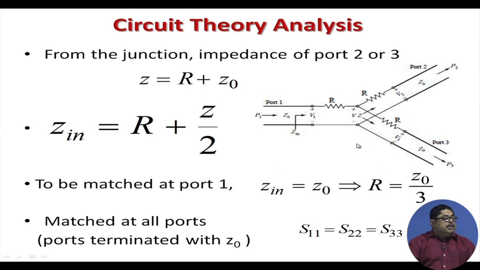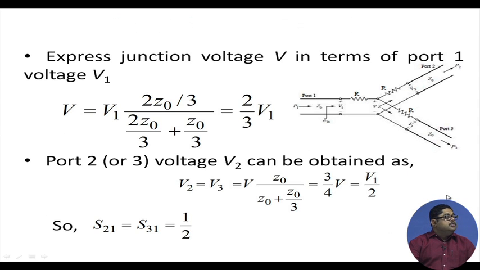So, I will see from the junction z by 2, but from this port, Z in is R plus this small z by 2. Now, to be matched I put the condition Z in should be equal to Z0. If you solve, you get that the value of R should be Z0 by 3. So, the lumped resistances that we will have to put will be equal to Z0 by 3. So, this is matched at all ports. So, we can say that S11, S22 and S33 are all 0.